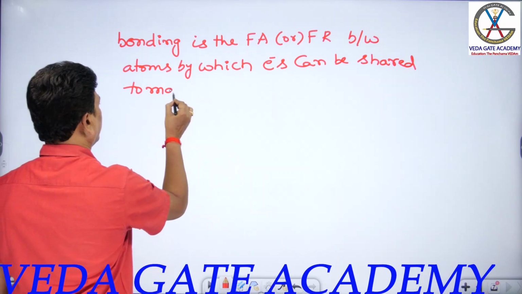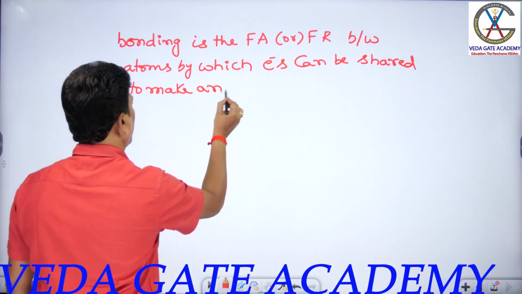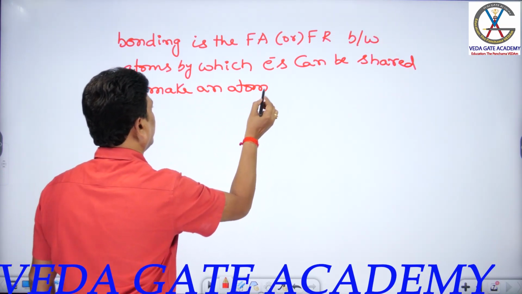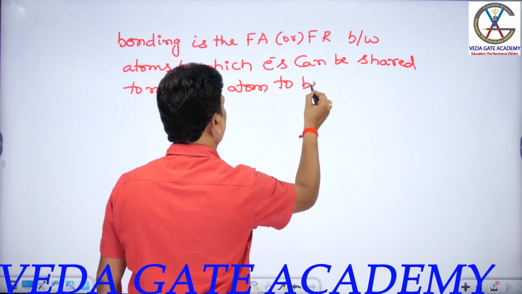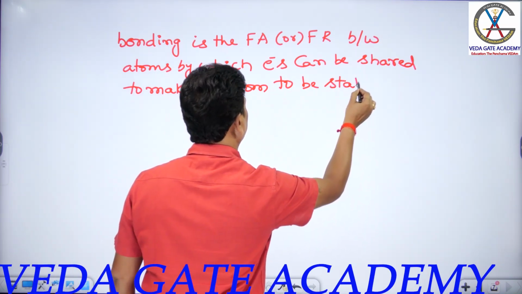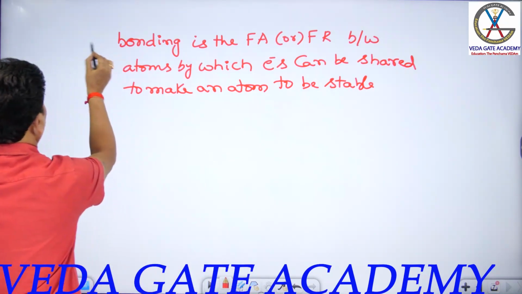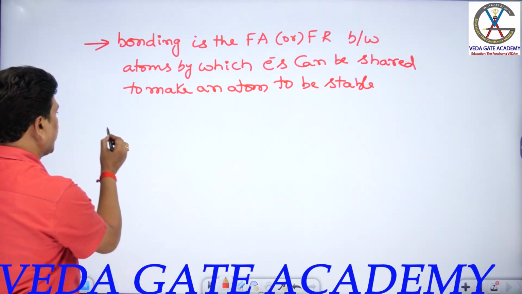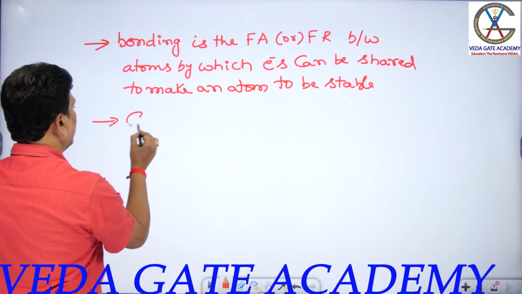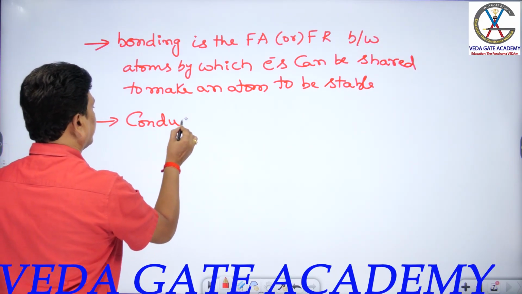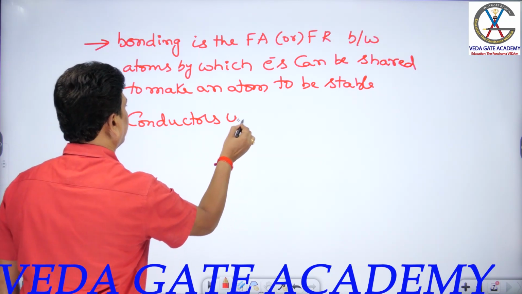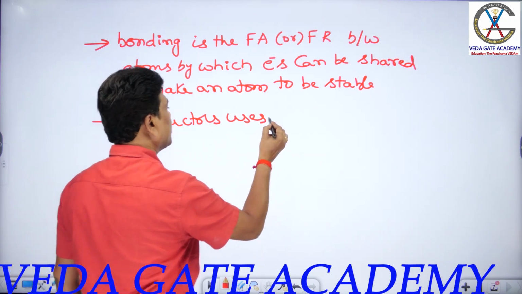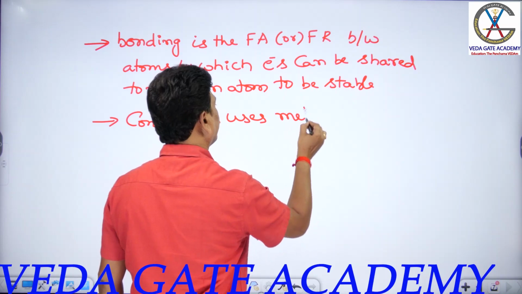To make an atom stable. Got it now? Right. So what I told means what type of bonding you may use. I said that conductors use metallic bonding.